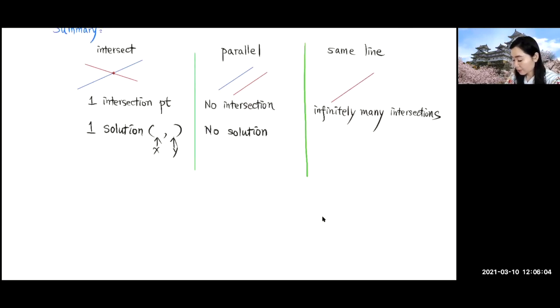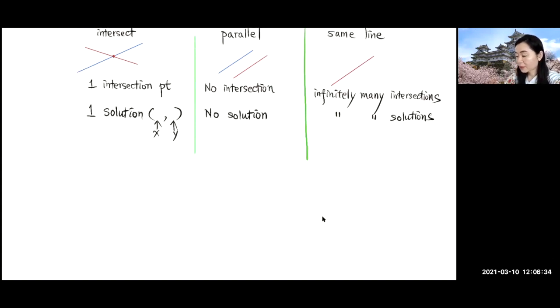Now what about this one over here? They have infinitely many intersection points. Each point on this line is an intersection point because these two are the same line, right? So we have infinitely many solutions. I use this mark to stand for the same words as above.